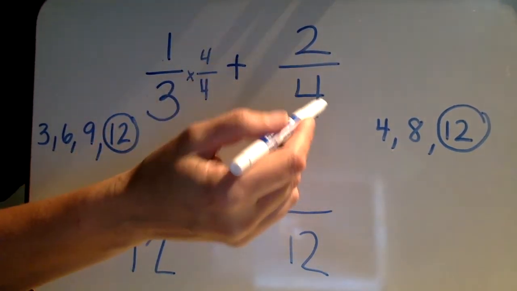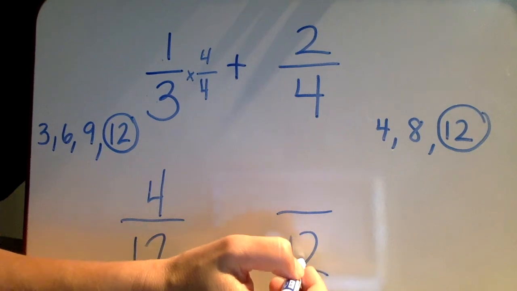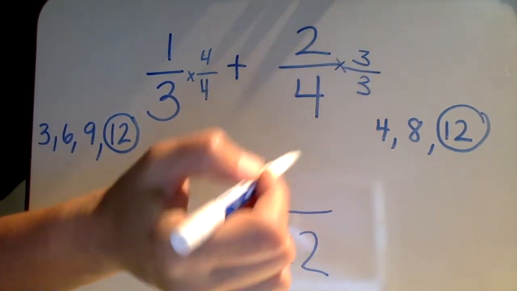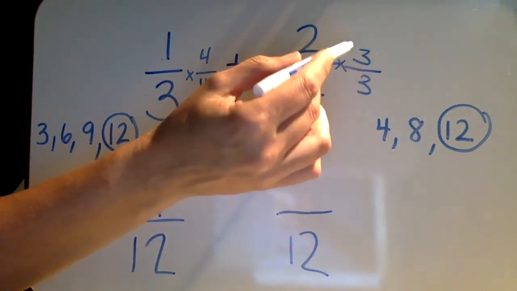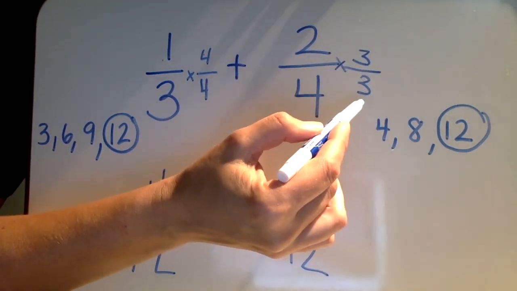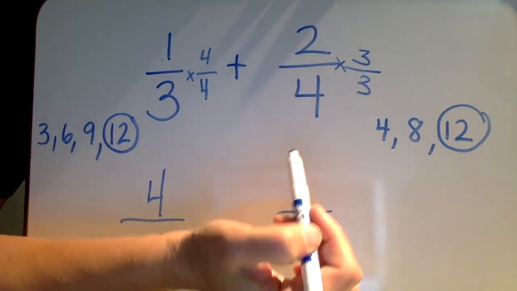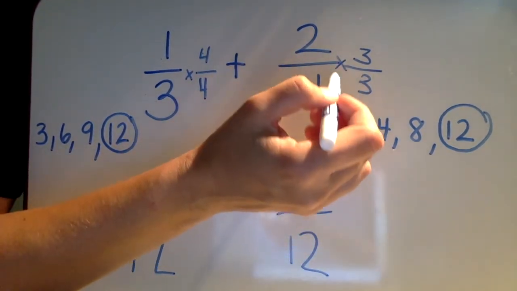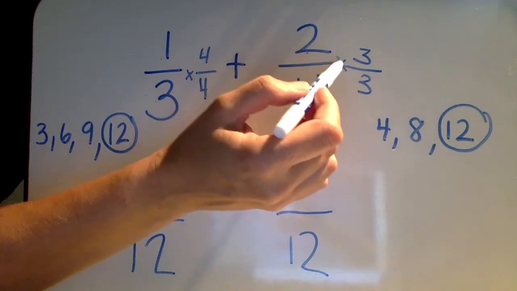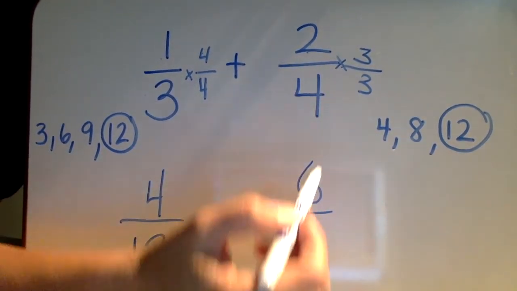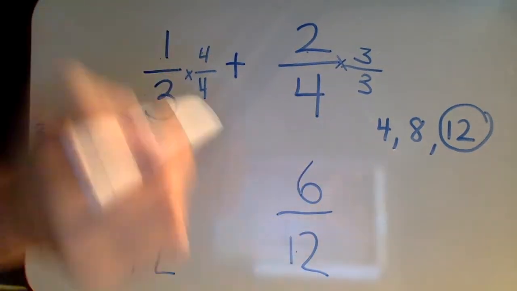I come over here and I say, okay, 4 to 12 is times 3. I have to multiply by 3 over 3 because that has a value of 1. Identity property says anything multiplied by a value of 1 retains its value. So if I do 4 times 3 is 12, then I do 2 times 3 is 6. 6 12ths has the same value as 2/4. They are in fact equivalent.